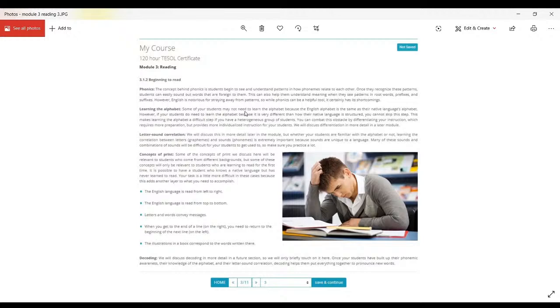Okay, so what about learning the alphabet? Some of your students may not need to learn the alphabet because the English alphabet is the same as their native language's alphabet. However, if your students do need to learn the alphabet because it is very different than how their native language is structured, you cannot skip this step.